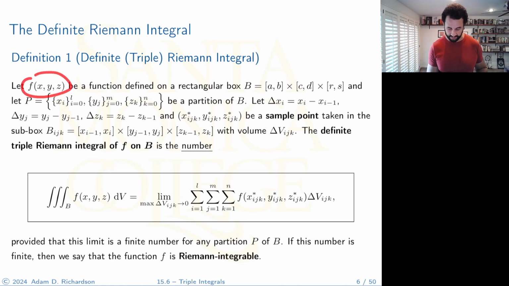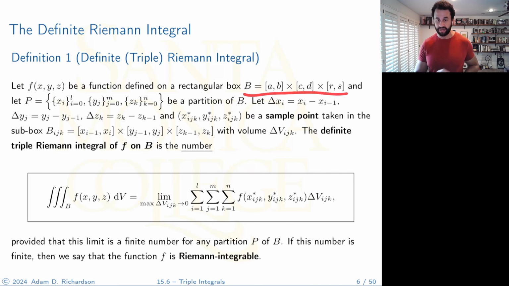Let's say we've got a function f defined on a rectangular box. We're going to partition each interval like so. We're going to form a partition of each interval in terms of x, y, and z. And then we're going to partition the box B into these subboxes. Delta x sub i is the length of each one of the subintervals in terms of x. Delta y sub j is the length of the subintervals in terms of y. Delta z sub k is the length of the subintervals in terms of z.